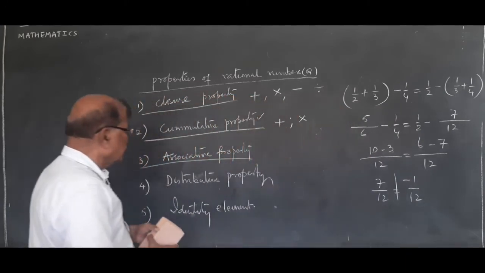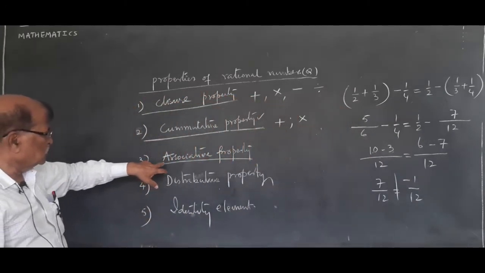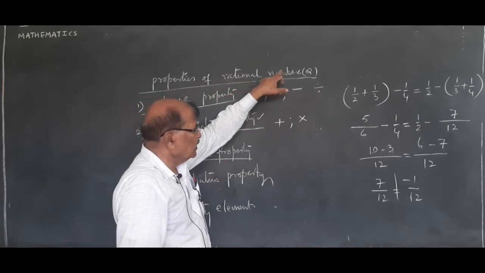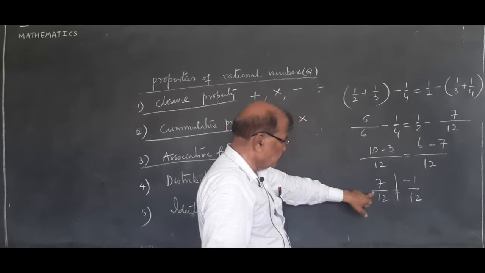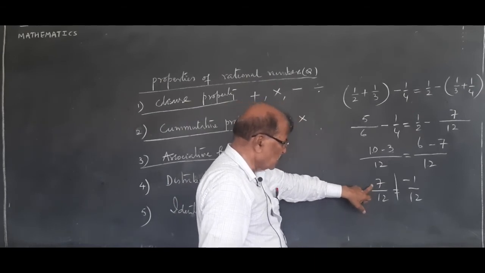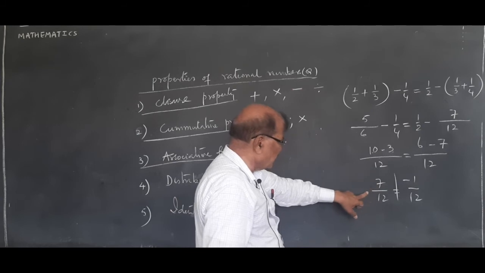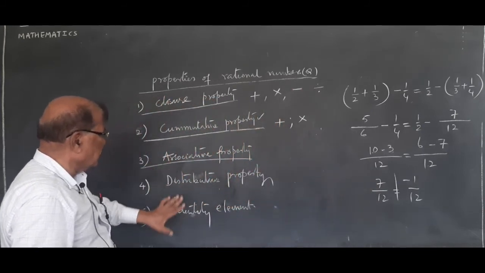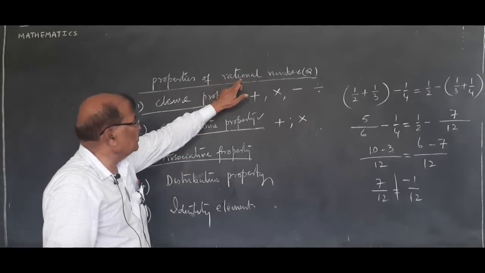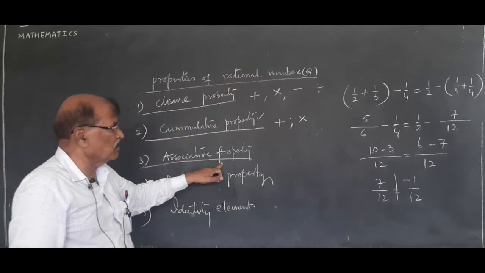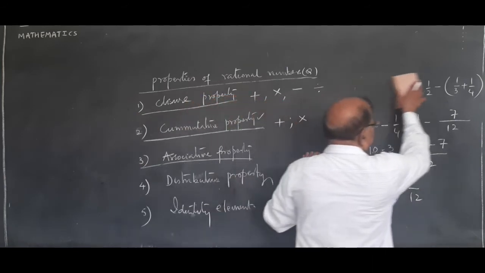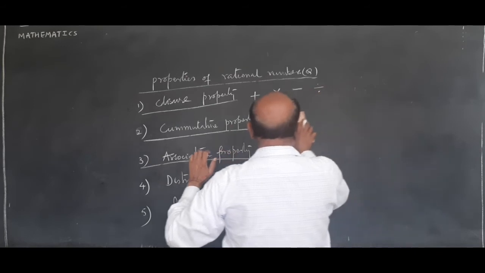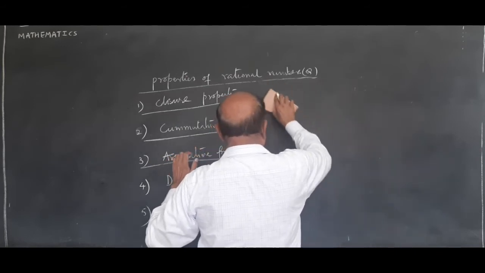So we can conclude that the associative property of rational numbers in subtraction doesn't hold good, doesn't satisfy. Subtraction operation does not lie in rational numbers which satisfies associative property. So when subtraction does not hold good, automatically the division does not hold good.